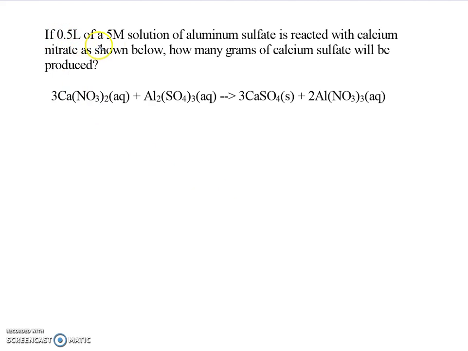It says if 0.5 liters of a 5 molar solution of aluminum sulfate is reacted with calcium nitrate as shown below, how many grams of calcium sulfate will be produced? Well, first off, let's make sure we know which one's which. This one is aluminum sulfate because it's aluminum and sulfate. That's sulfate. Calcium nitrate is right here, so that's this guy, calcium nitrate. And then it's asking us how many grams of calcium sulfate will be produced.